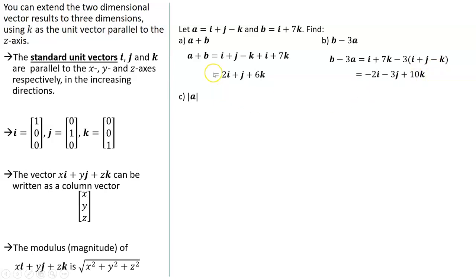The modulus of the vector a is just going to be the square root of 1 squared plus 1 squared plus negative 1 squared, which is the square root of 3.